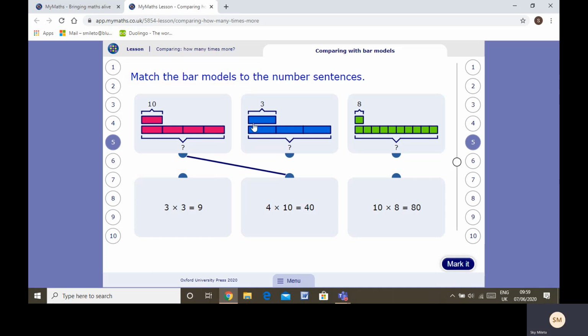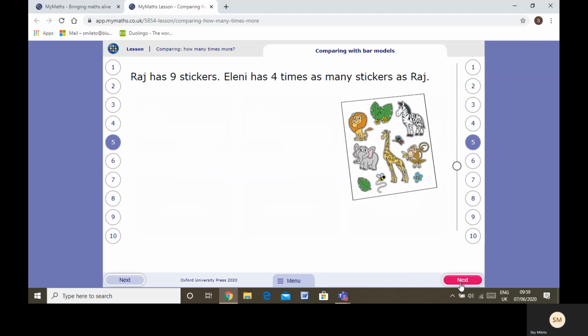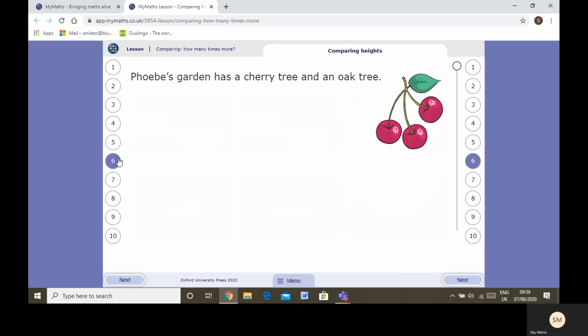Here we've got 1 lot of 3, and we're timesing it by 3 to get 3 lots of 3. So I know that would be 3 times 3, which equals 9. And here we've got 1 lot of 8, and we can see we've got 1, 2, 3, 4, 5, 6, 7, 8, 9, 10 lots of it. So it's 10 times 8. Okay, we won't go through this question, we'll move on.